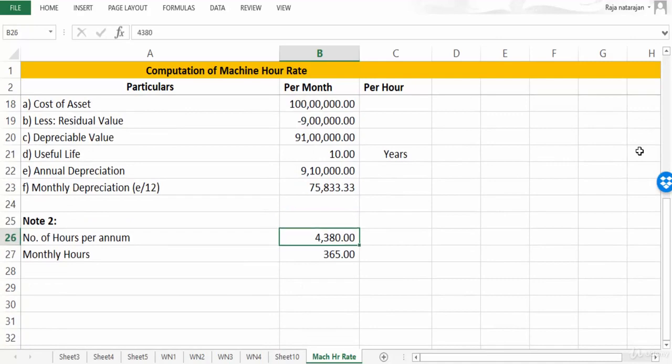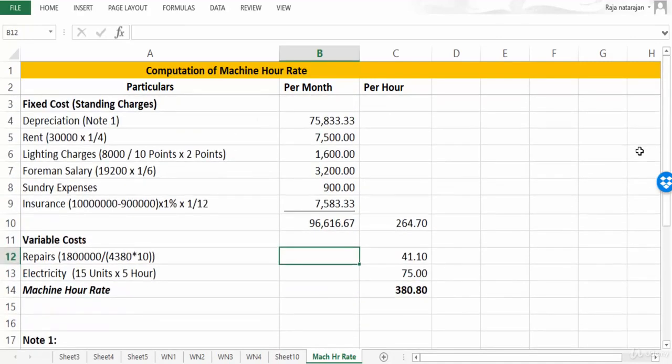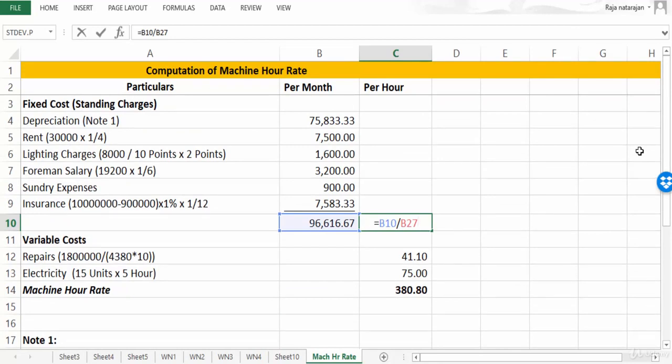Already we have calculated what the monthly hours are. It's 365, right? So if this is divided by 365, we get per hour fixed cost as 264.7.